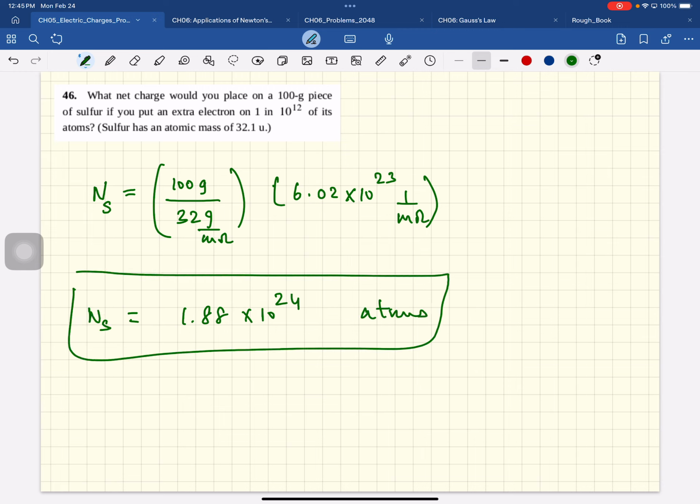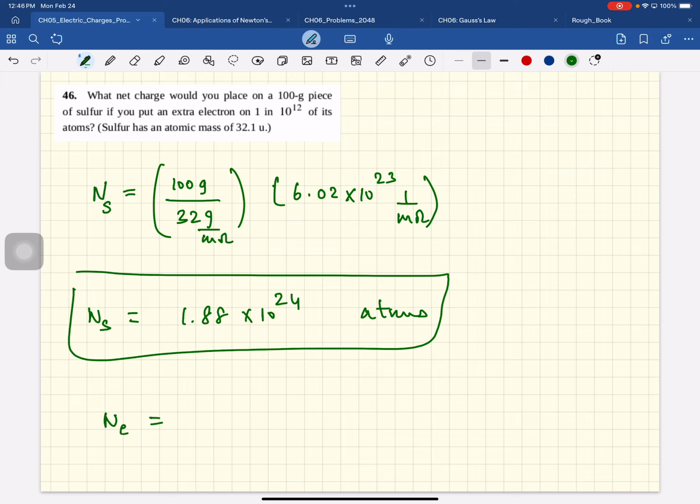So that's how many atoms of sulfur you have. Okay. And what are you going to do? You're going to put an extra electron in every trillion sulfur atom. Okay. So the number of what? So it's 2 extra electrons.